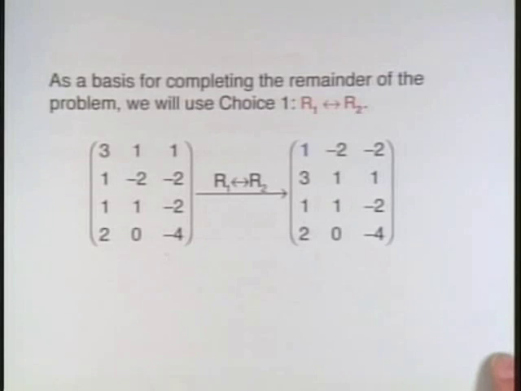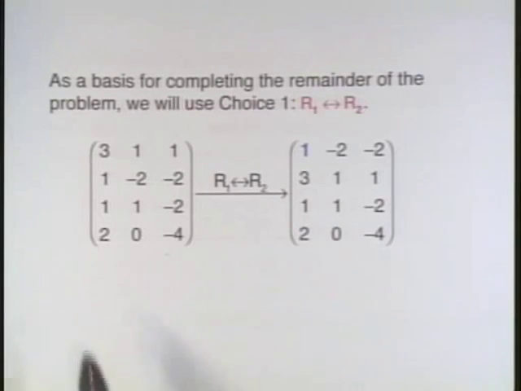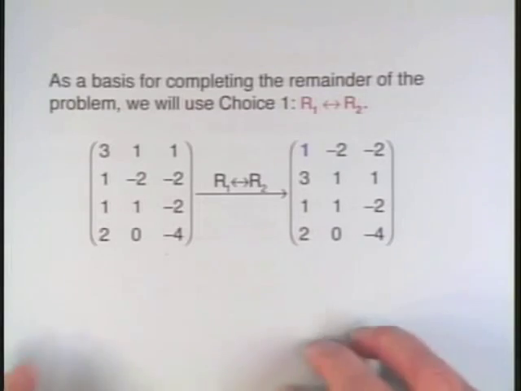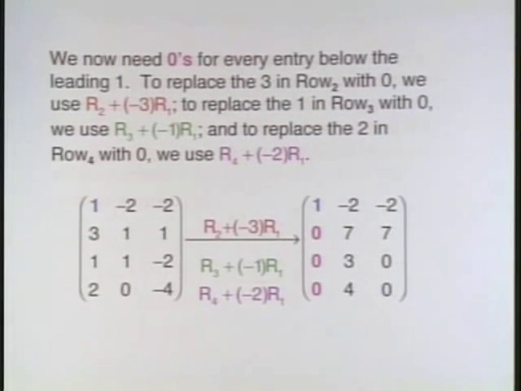As a basis for completing the remainder of this problem, we will use our choice 1, switch row 1 and row 2. Just as a reminder, this is the operation we had before, which left us with a leading 1 in row 1. For the remainder of this lesson, we will not be completing the scratch work in detail, and all row operations will be shown symbolically. We now need zeros for every entry below the leading 1.